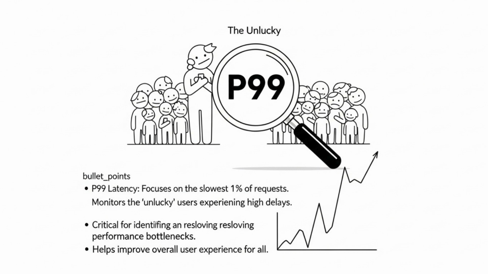Now, why does this matter so profoundly in distributed systems? Think about the fan-out problem. In a modern microservice architecture, a single user action, like loading a social media feed, might fan out to a dozen or more backend services. If each of those services has even a tiny P99 issue, say 1% of its requests are slow, the cumulative probability of the overall user request hitting at least one slow dependency skyrockets. This is a crucial, non-obvious architectural trade-off.